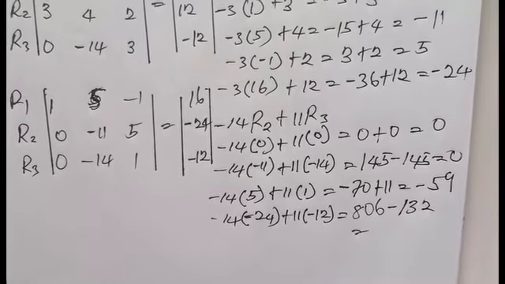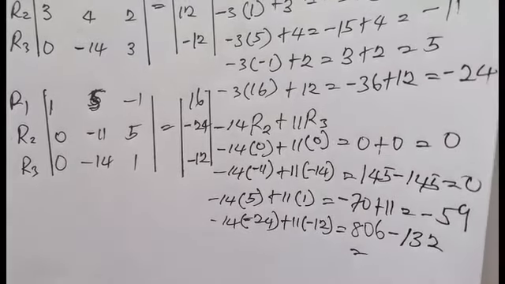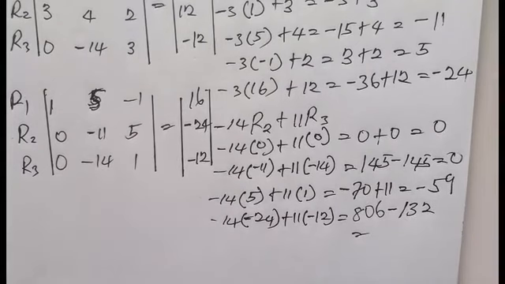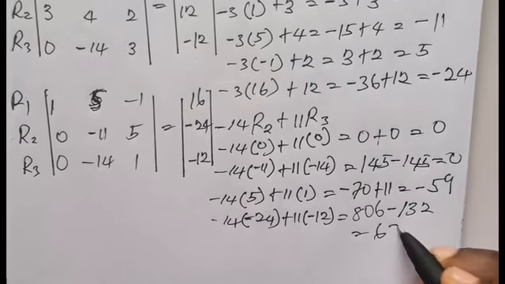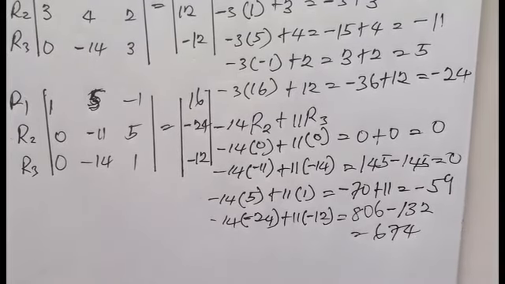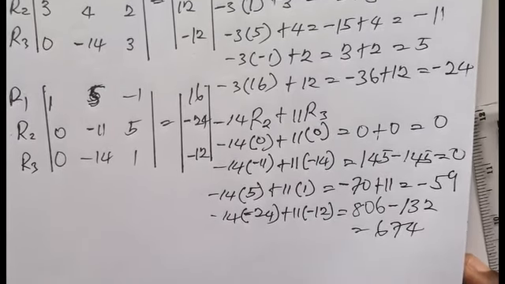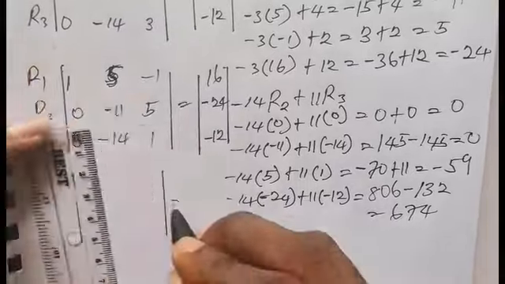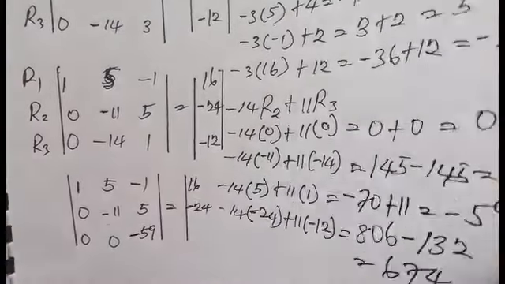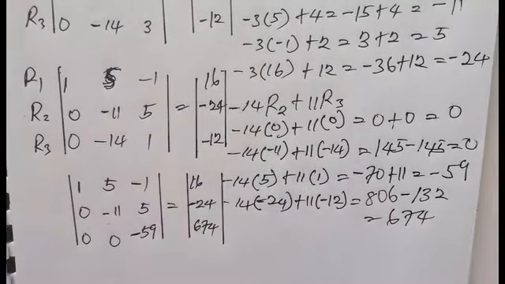So this result actually gives us 806 minus 132. So we have 674 for the constants. So we write our new matrix now, and our new matrix simply becomes, so this is now our new matrix.